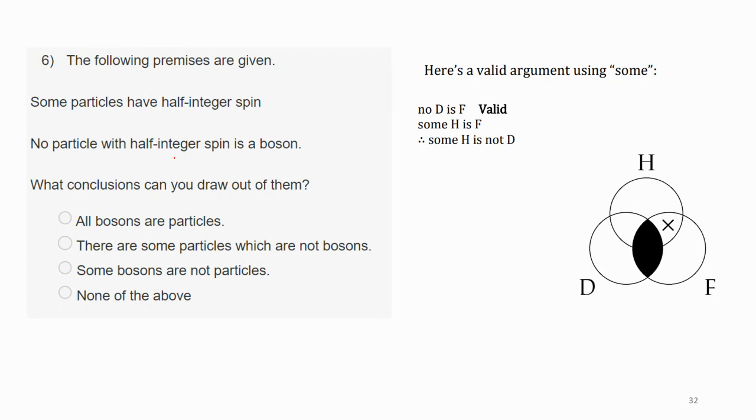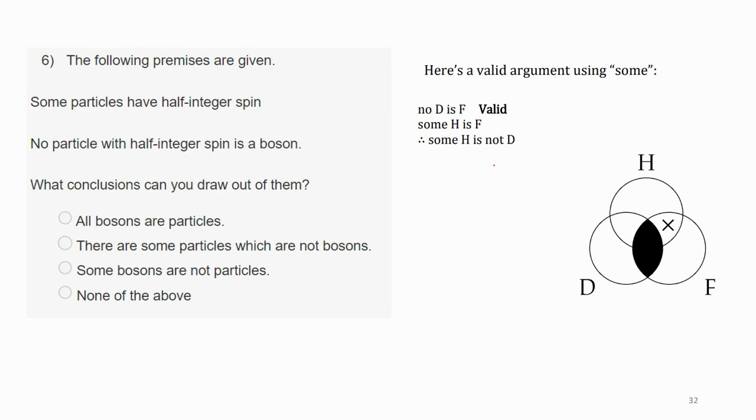if you look here, this is the same thing. Some H is F and no D is F. So F is the half integer spin. So if we correlate with H and F, this is some particle, and this is a half integer spin, and then again no particle with half integer spin is boson. So this is boson, this is a half integer spin. So these are shaded. So now what will be the conclusion?